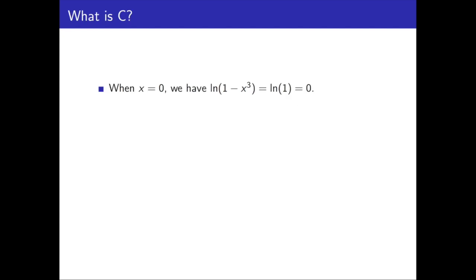So when x equals 0, we're looking for natural log of 1 minus x cubed, which is just the natural log of 1, and we know the natural logarithm of 1 is 0.